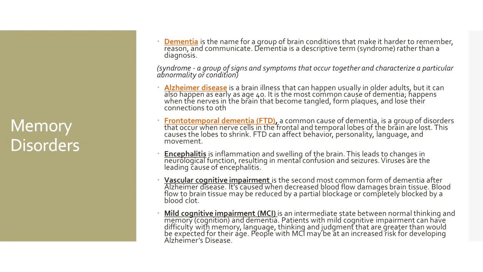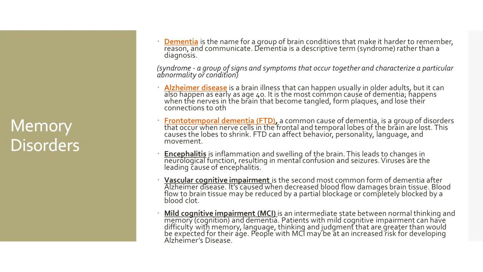Alzheimer's disease, no? A brain illness that can happen usually in older adults, but it can also happen as early as age 40. It is the most common cause of dementia that happens when the nerves in the brain become tangled, form plaques, and lose their connections to each other. So, may mga brain scans like MRI brain scans. Sometimes makikita na yung mga gyrus, no, is medyo hindi siya intact. Kasi kailangan kasi na may pagkadikit-dikit sila. Okay? Yung mga gyrus, no? For just to consider it as a normal functioning brain.